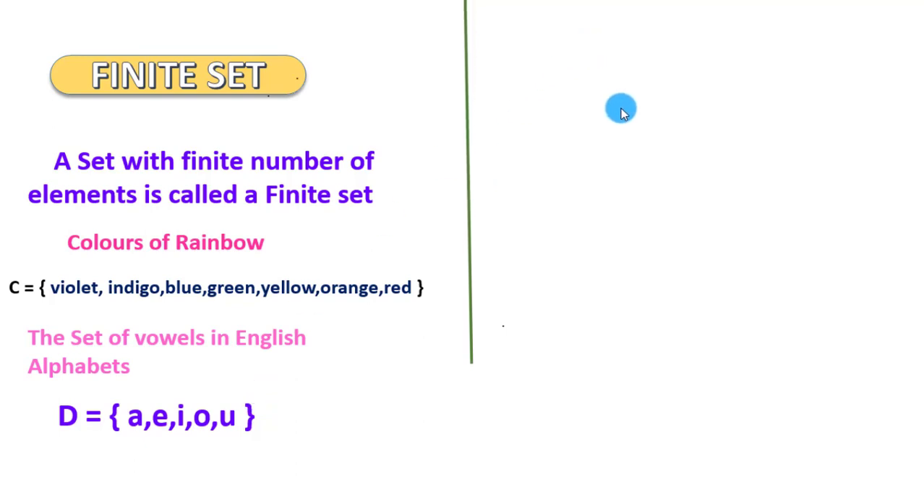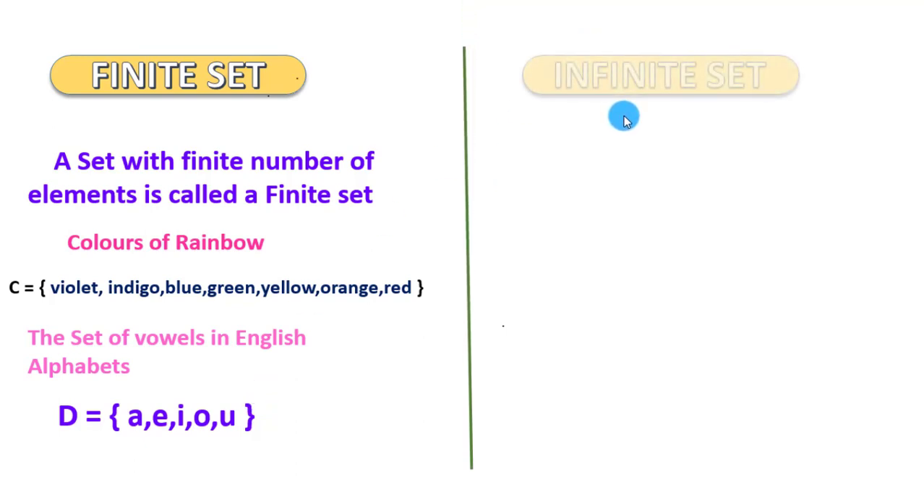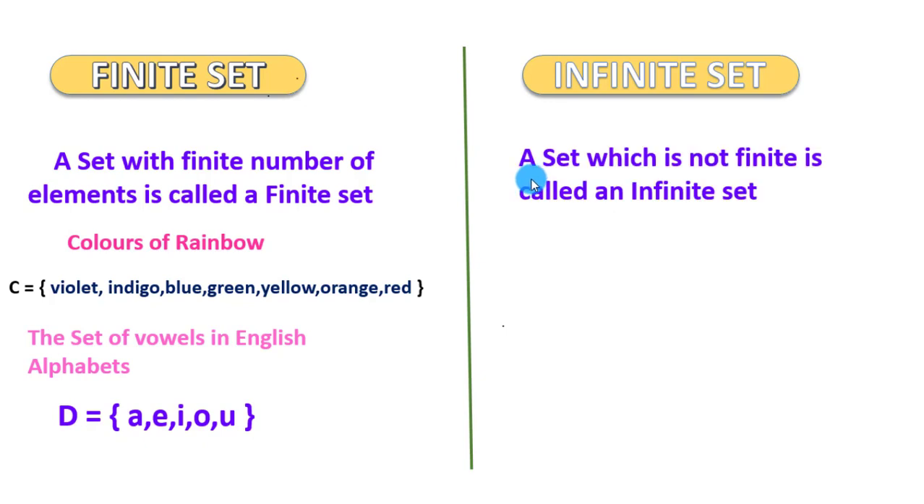The next one is infinite set. A set which is not finite is called an infinite set. In other words, if there is an uncountable number of elements, we call it an infinite set. Example, the number of stars in the sky. Yes, we cannot count the number of stars in the sky. Stars are uncountable. So it is an infinite set.